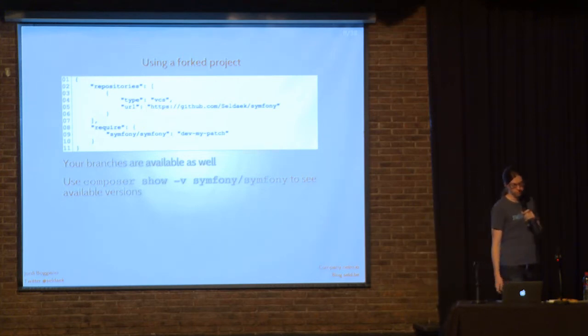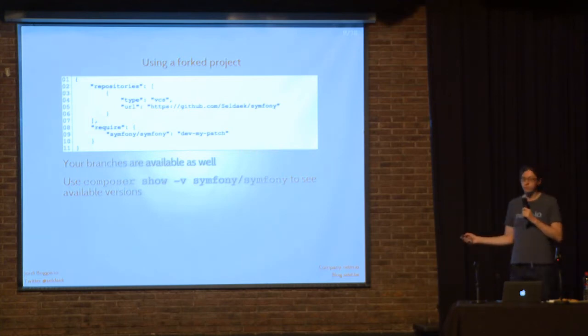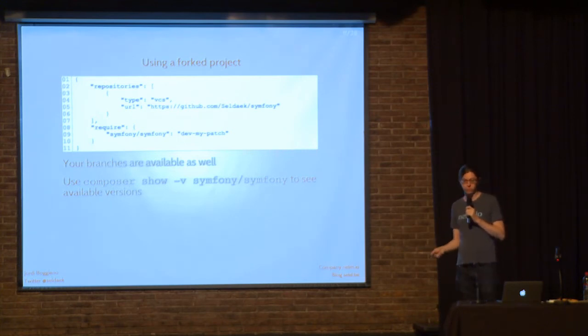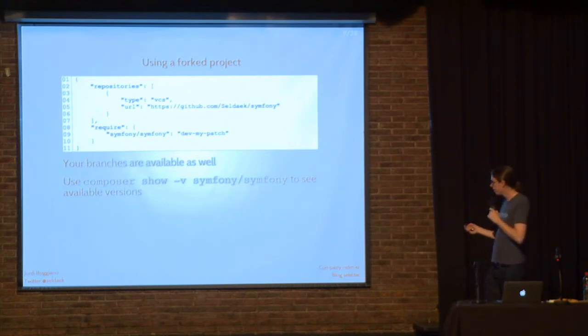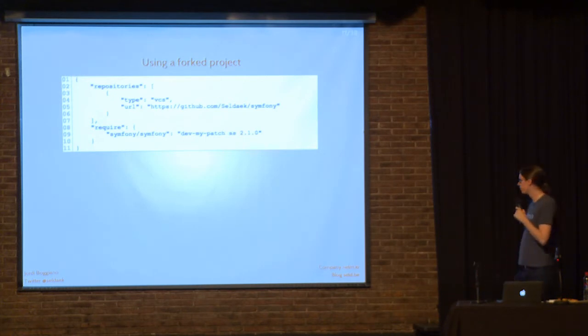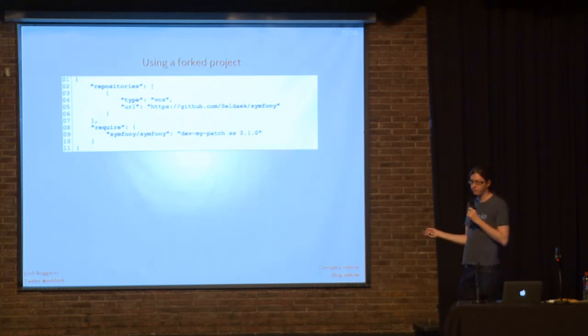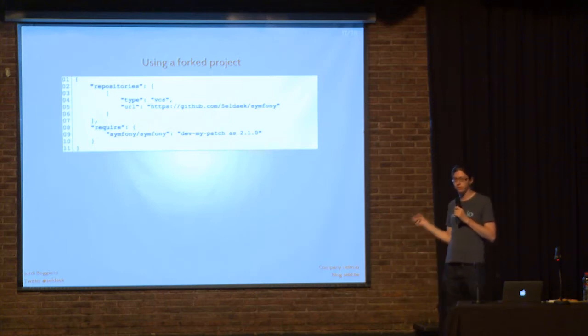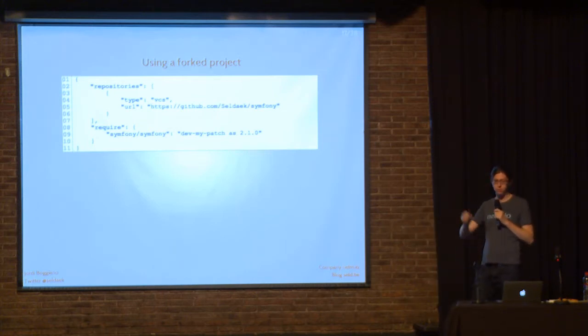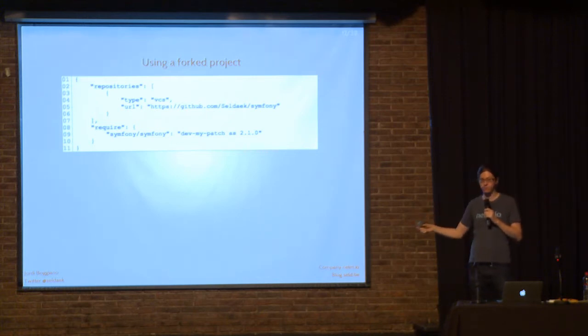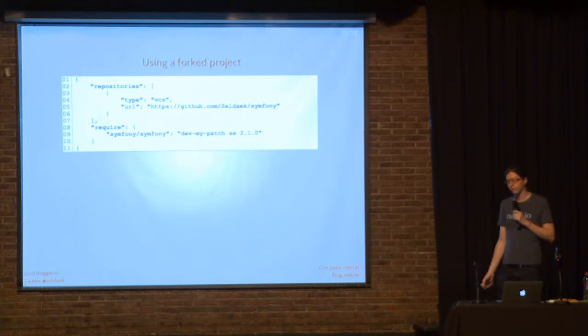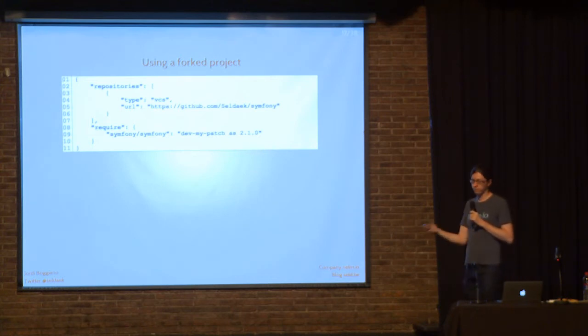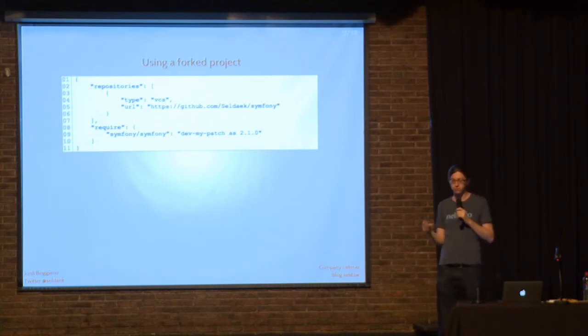But now you have a problem, because most likely you have other requirements in there that depend on Symfony being in version 2.1 or whatever you're using. And dev my patch is not equivalent to 2.1, right? So this just breaks. So what you want to do is use this alias feature. You can say, okay, I want to install this particular branch, but make it look like it's actually 2.1. So that will satisfy the other dependencies on Symfony.